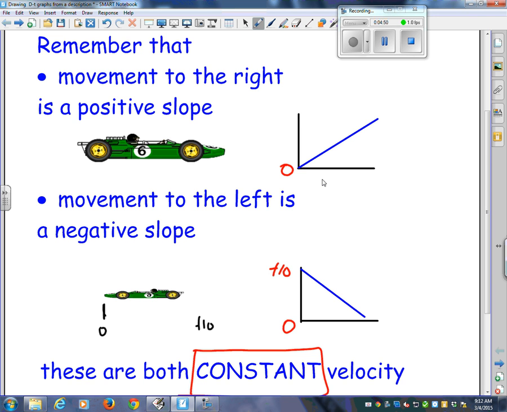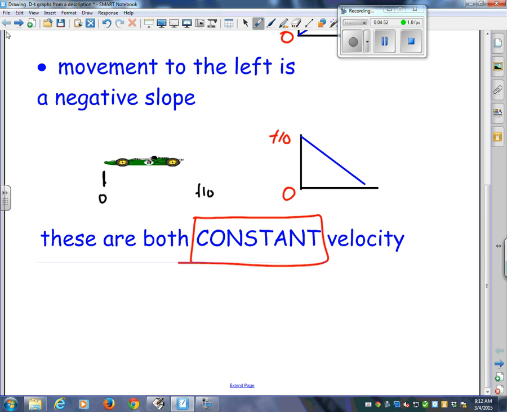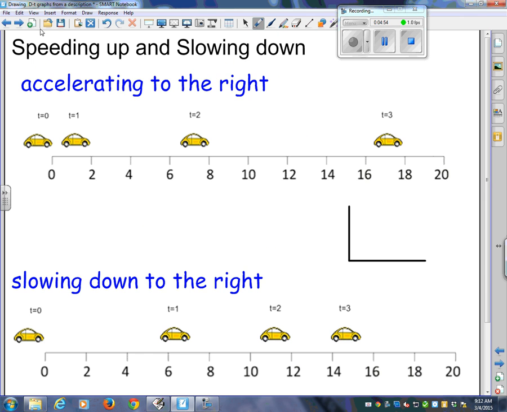Okay, so constant velocity. Okay, good. What about speeding up and slowing down? Now, what do you guys have for a picture? Oh, you got some little cars there zipping around, right? Okay, so accelerating to the right.